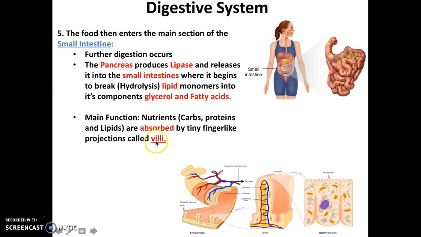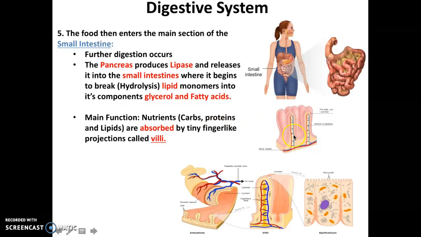And then the food is going to be absorbed through very small, tiny, finger-like projections that are called villi. Now, the villi are tiny cells inside of the small intestine, which are going to be responsible for absorbing these molecules into your circulatory system. So you think of this like tiny, very, very tiny little fingers that will absorb these biomolecules, and they're going to put it into the bloodstream, into the circulatory system.